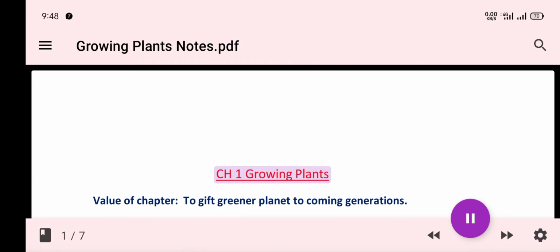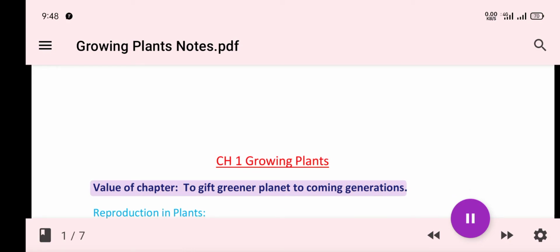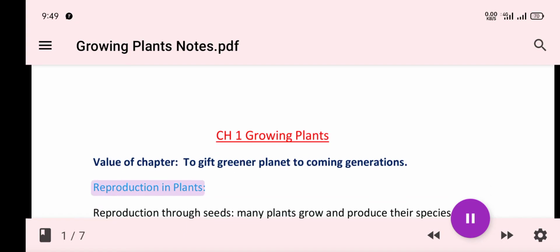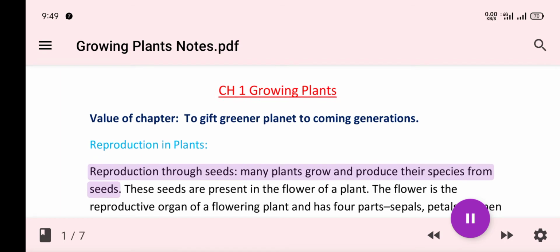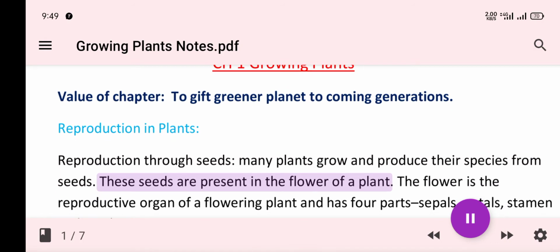Chapter 1: Growing plants. Value of the chapter: to gift a greener planet to coming generations. Reproduction in plants. Reproduction through seeds. Many plants grow and produce their species from seeds. These seeds are present in the flower of a plant.